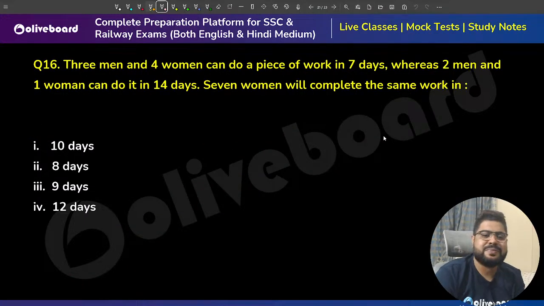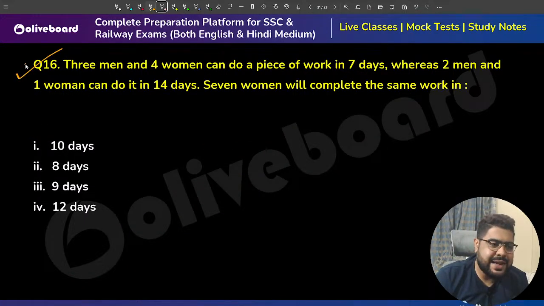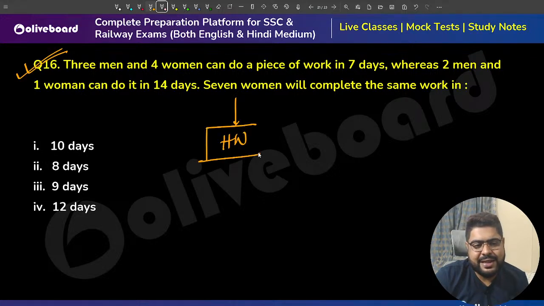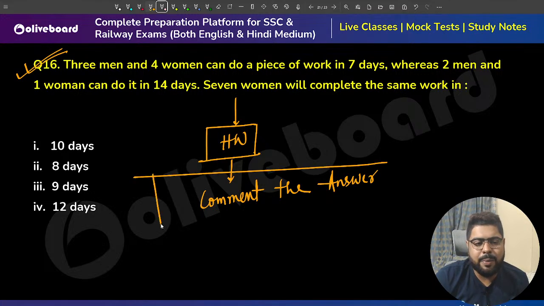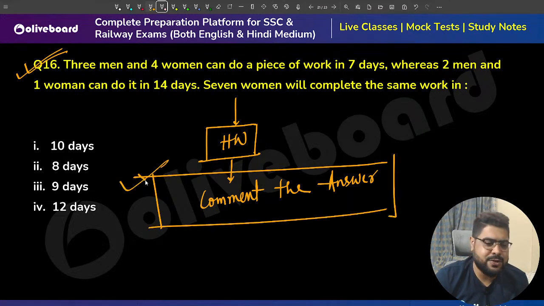So last time and work question. This is a homework for you guys. This is your today's homework. I want you guys to comment the answer down in the comment box right after this class is over.